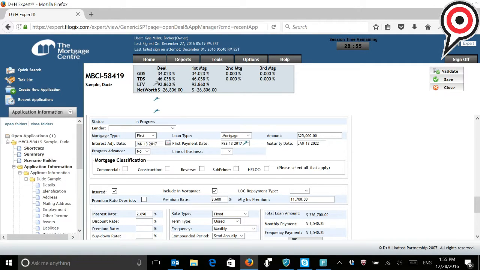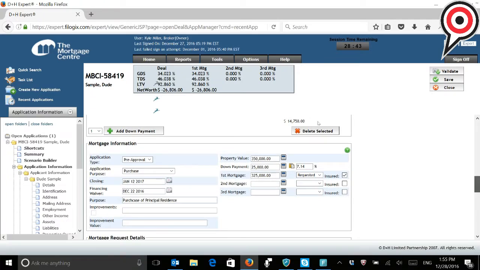Not enough, right? So we put down 17.5 down. We added enough money to get to 25 grand down, right? And we're still sitting at a 46% TDS. Still too high. We have to get that underneath 44. Let's go to 30.